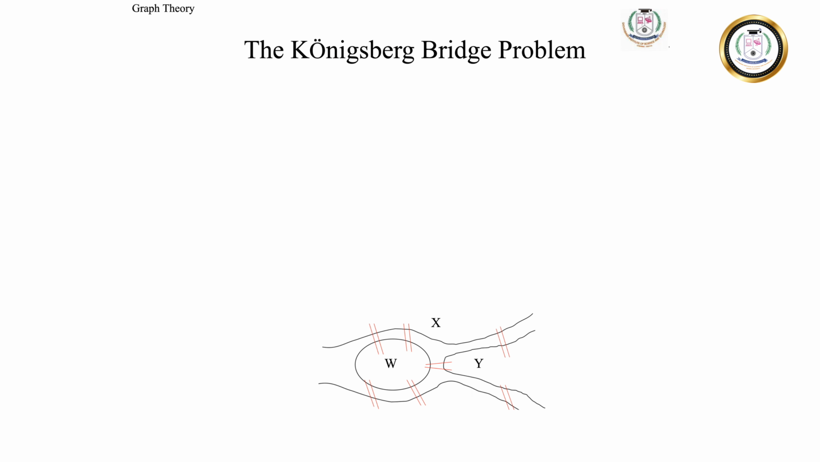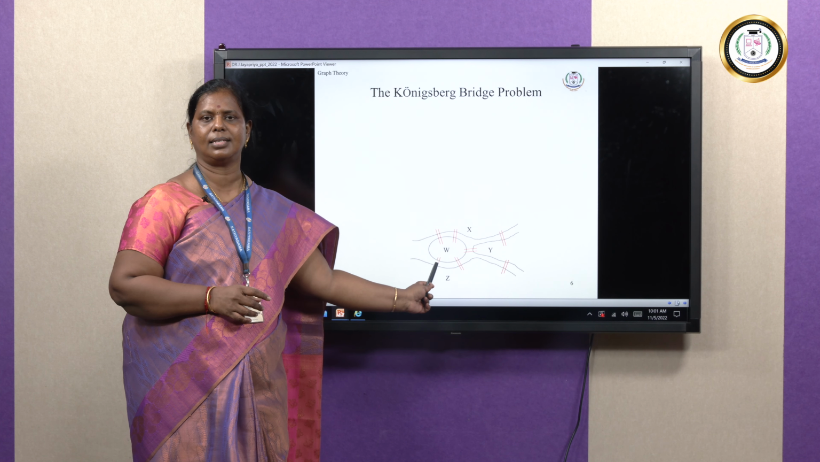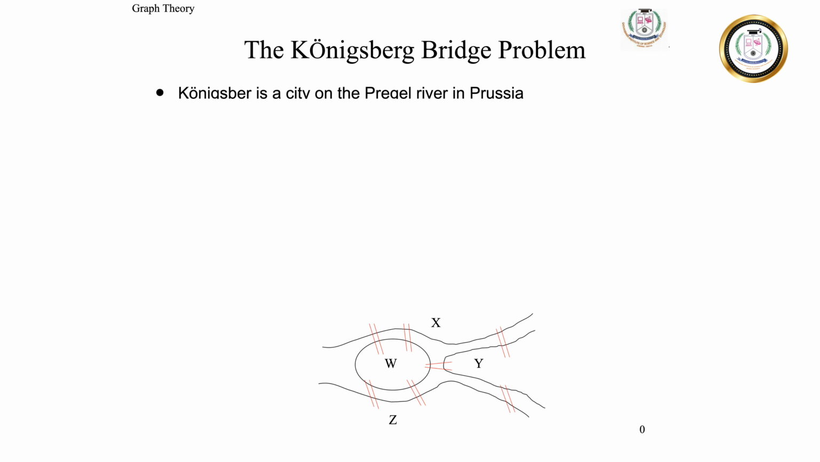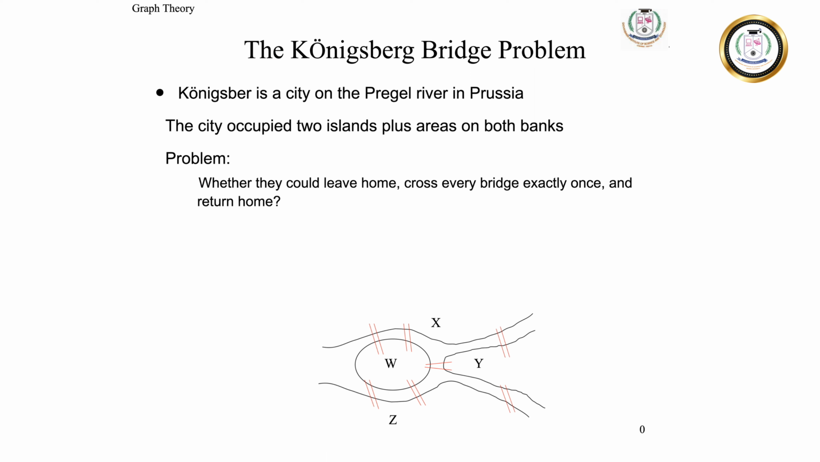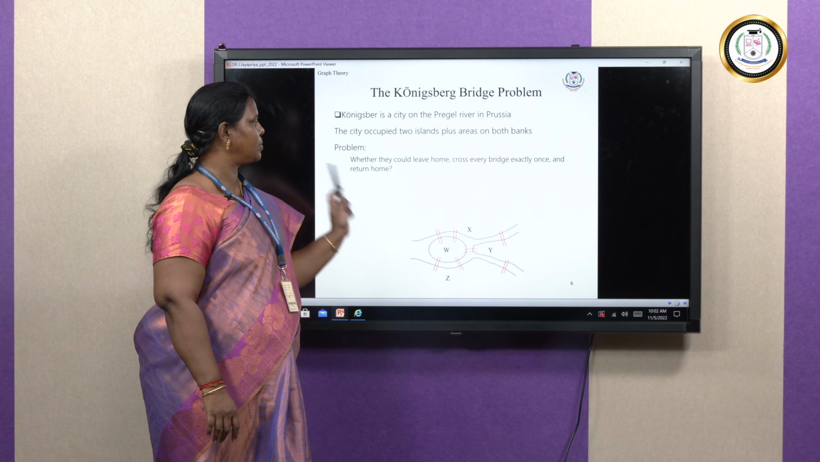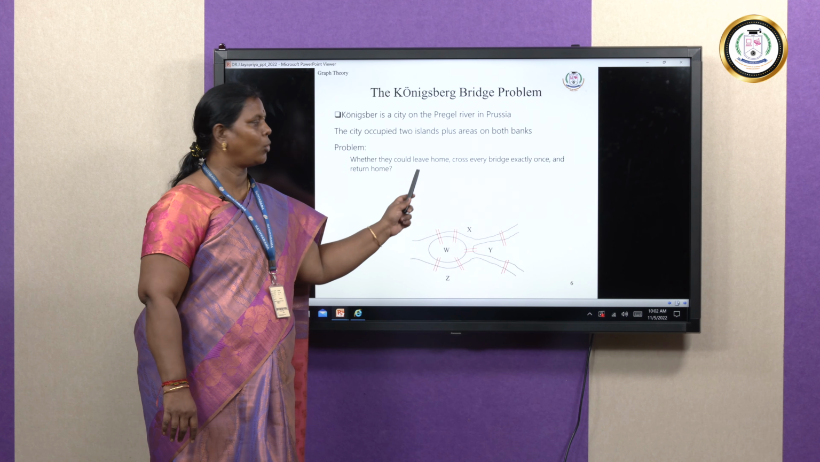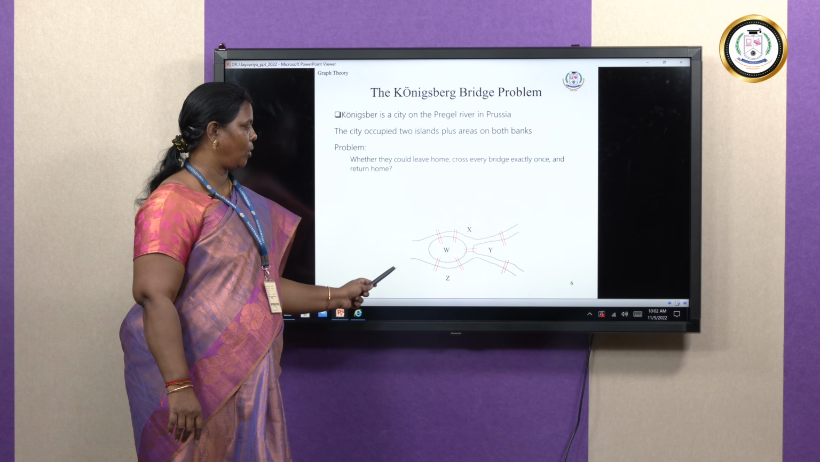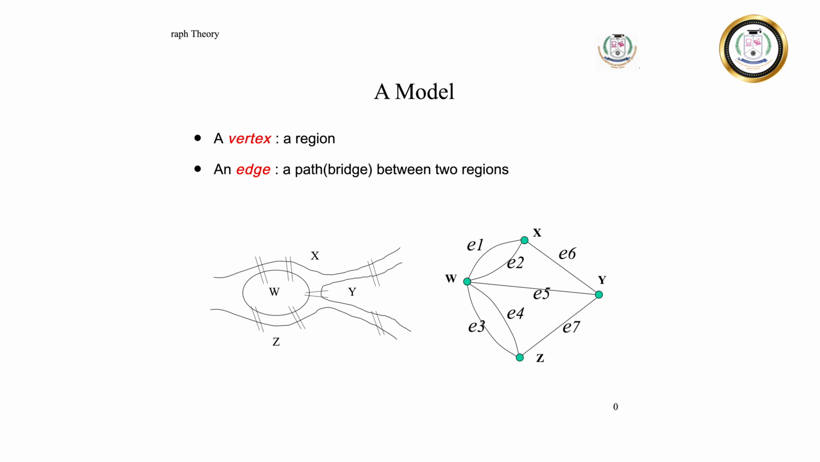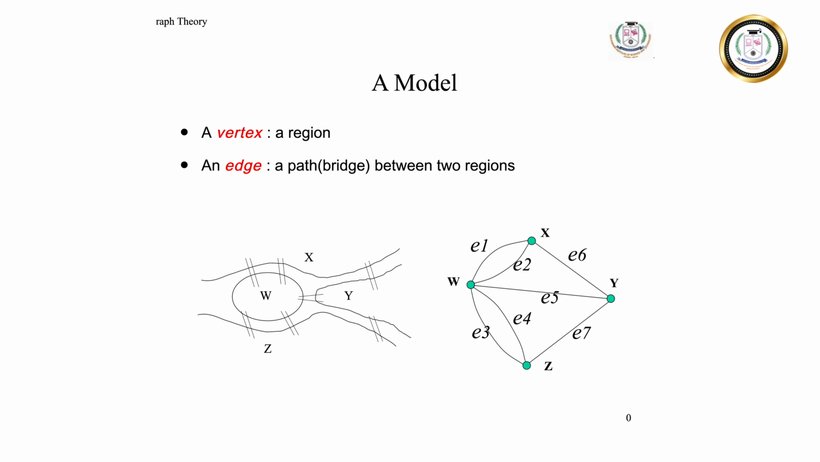This was a bridge actually. He viewed the cities as the vertices and the bridges as the edges. So you can see there. Konigsberg was a city on the Pregel River in Prussia, and the city occupied 2 islands including the areas on both banks. You can visualize this situation here. The problem about Konigsberg is whether they could leave home, cross every bridge exactly once and return home. He viewed this graphically by placing all the cities as vertices.